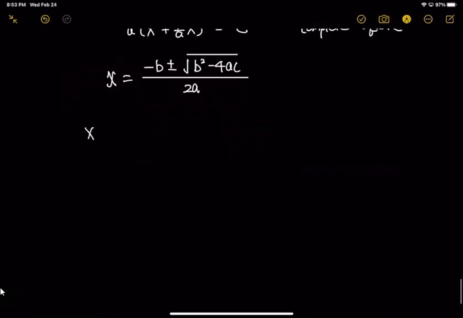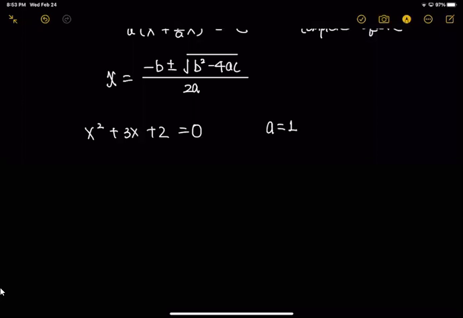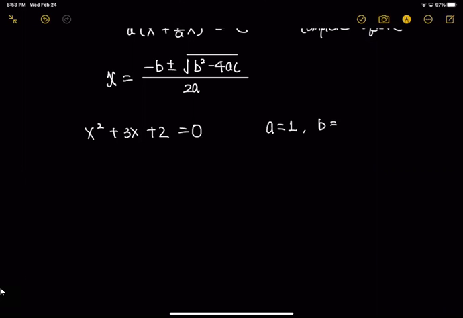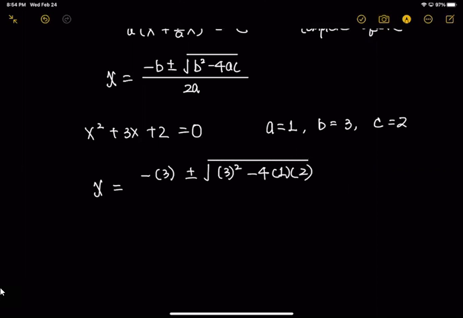Look, if I have a function x squared plus 3x plus 2 equals to 0, we just need to identify which one is a, which one is b, which one is c. Well, a is the leading coefficient, which is equals to 1 in this case. b is equals to 3. c is the constant term, which is equals to 2. So x is equals to negative b, positive and negative square root of b squared minus 4 times a, which is 1, c, which is 2, all over 2 times a, which is 1.